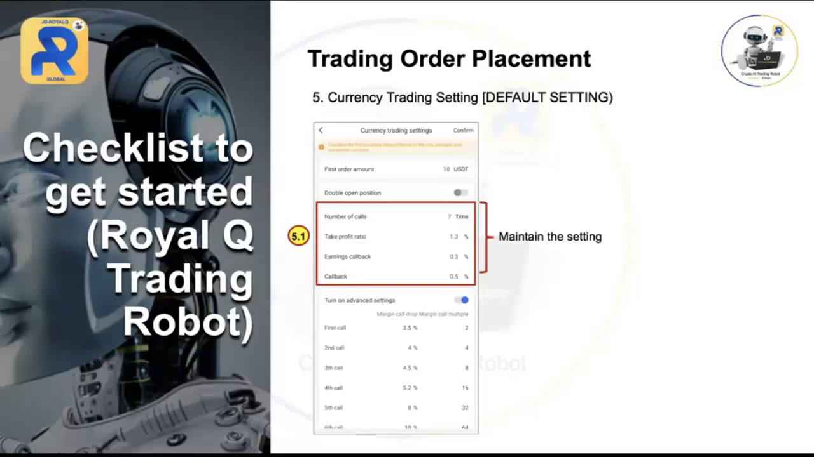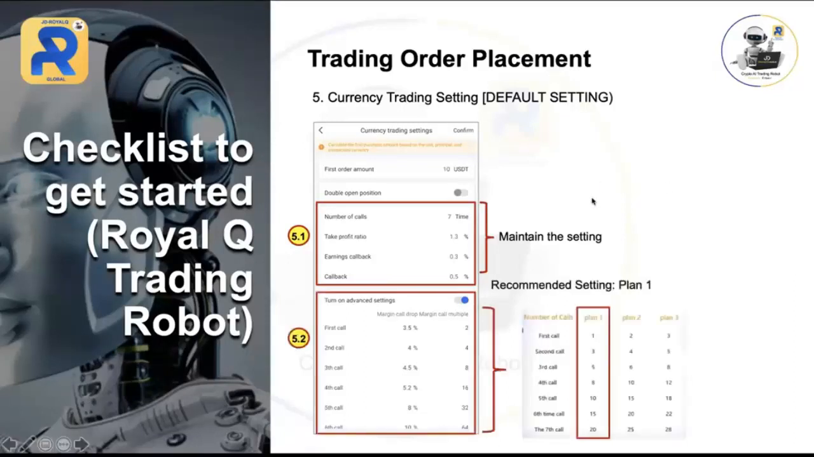Okay, please understand that. So now, take profit ratio here is 1.3%, which means every time the robot hits 1.3% above the average price, it will close in profit. Can you see that? So I will explain this very, very shortly.